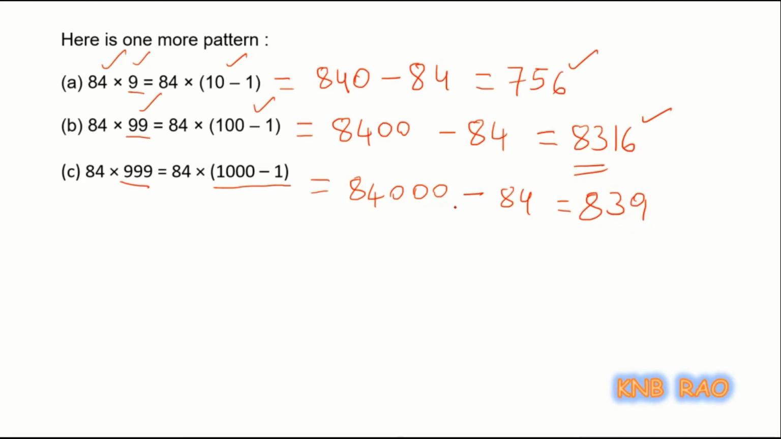From this 3,900 we will keep as it is, only 100 will take, and from that 84 is subtracted, gives 16 as a change. So 83,00 and 900 as it is we kept. So this is the answer. So without much calculations, we could do 84 into 999, which is 83,916. So students, here this is the advantage of using distributive property as well as this pattern.